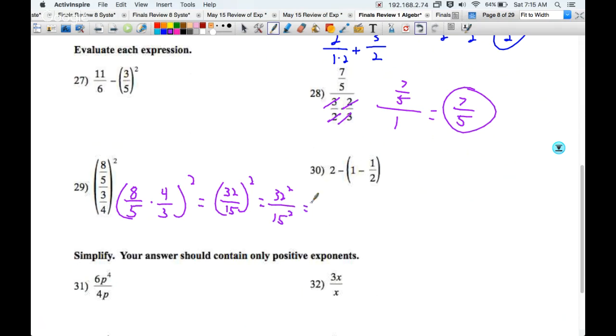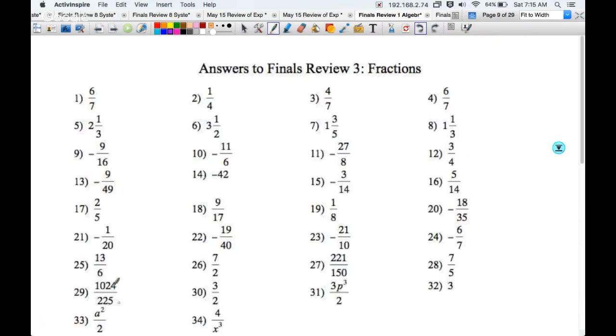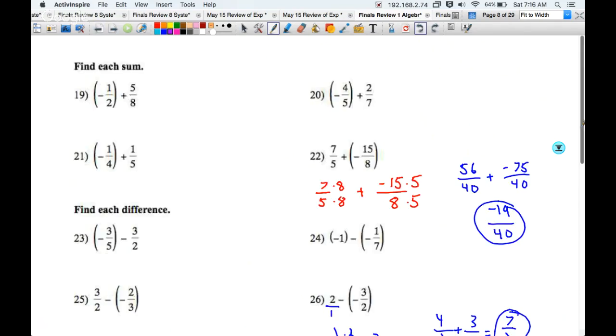to get 32 times 32 equals 1024, and 15 squared is 225. I don't think that can be simplified, but let's take a look. 2, 3, nope, yep, 1024 over 225.